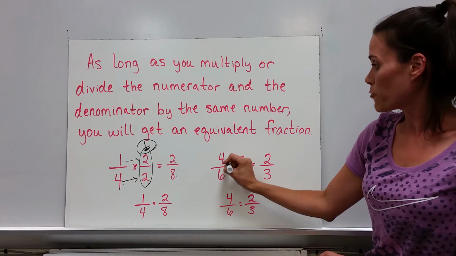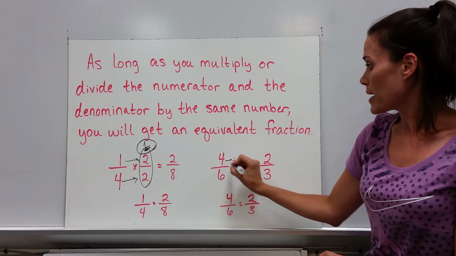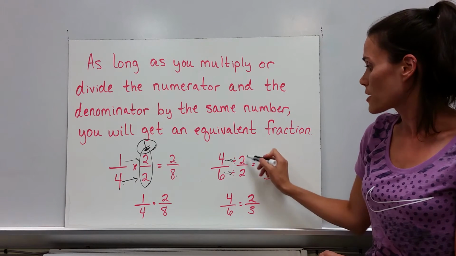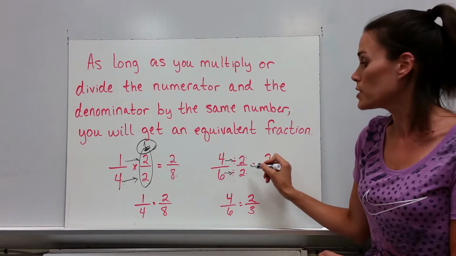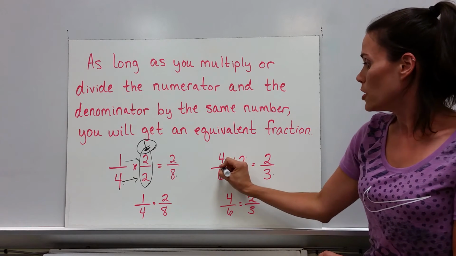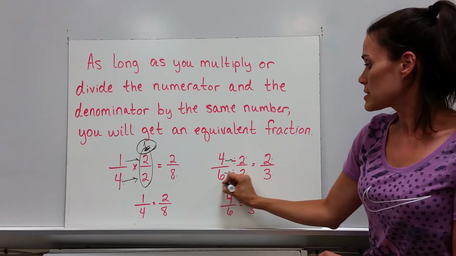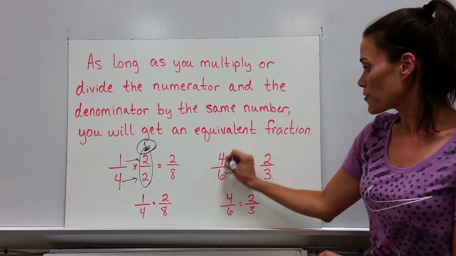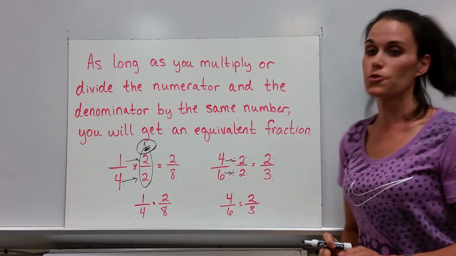Here's another example. 4/6. We can divide by 2, divide by 2. As long as we do the same number on the numerator and denominator, we're going to end up with an equivalent fraction. 4 divided by 2 is 2. 6 divided by 2 is 3. So 4/6 is equal to 2/3.